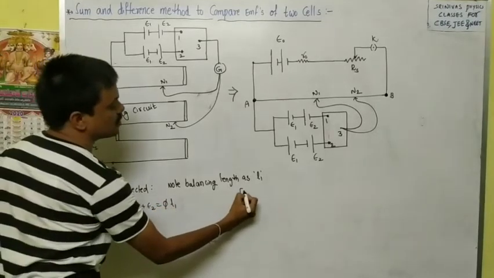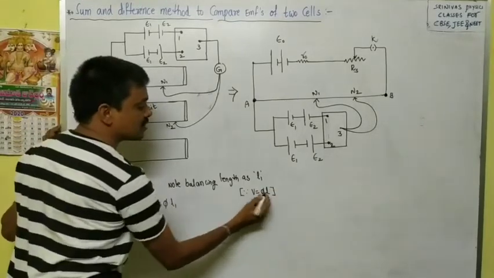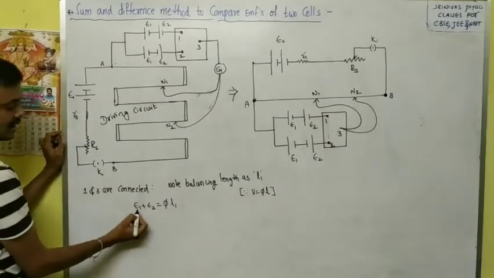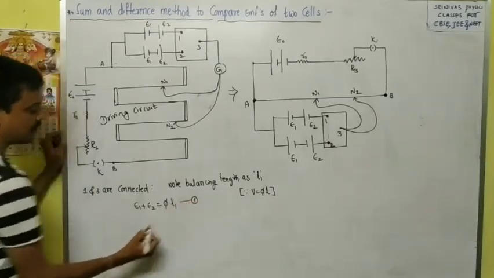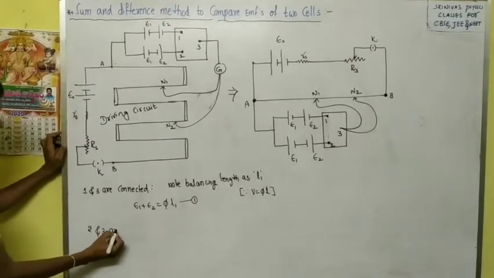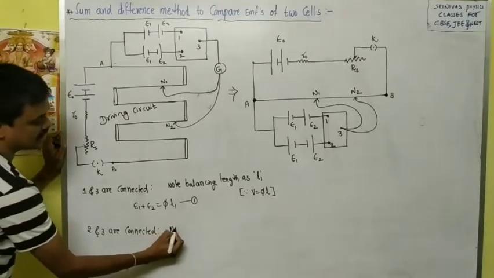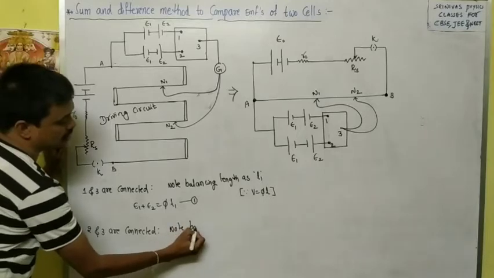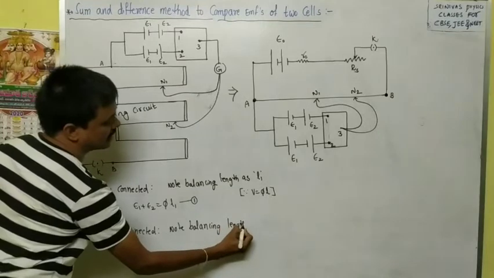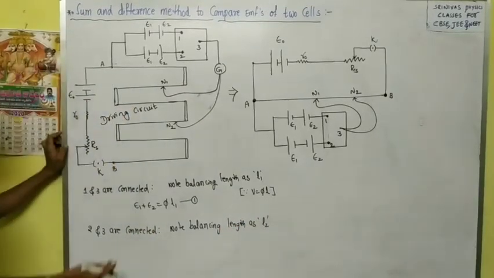According to the potentiometer principle, we have V is equal to phi L. But V is equal to E, because V equals E minus IR, and I is 0. Then we will get E1 plus E2 equals phi L1. Then 2 and 3 you can connect. When 2 and 3 are connected, note the balancing length as L2.